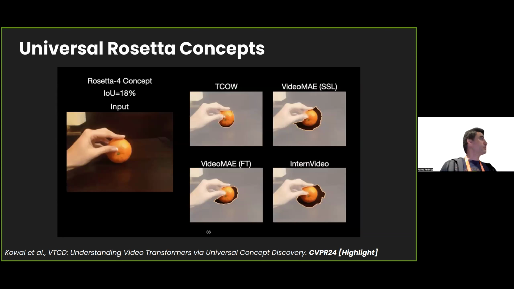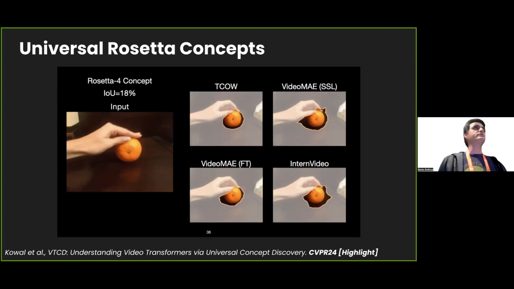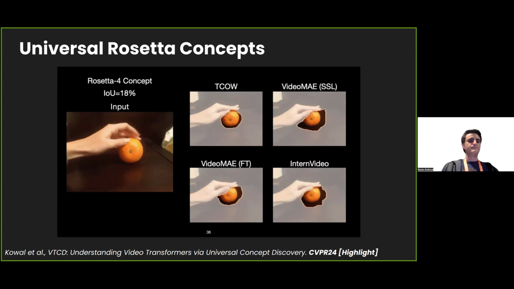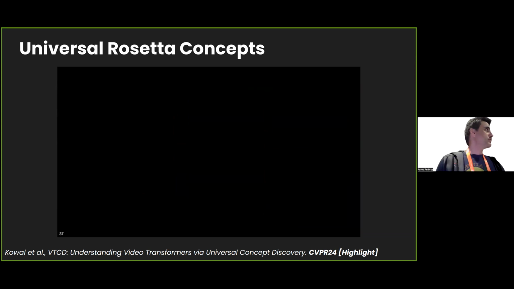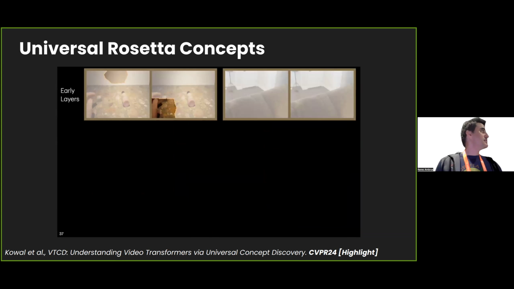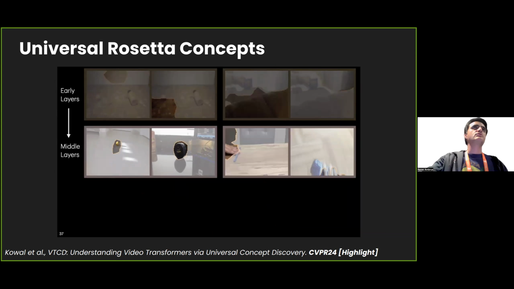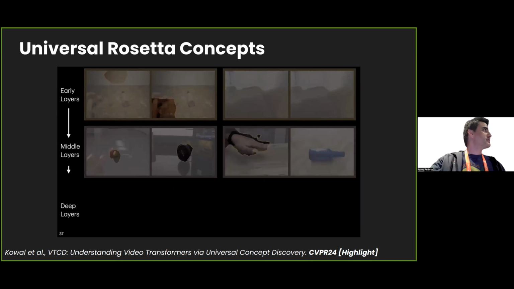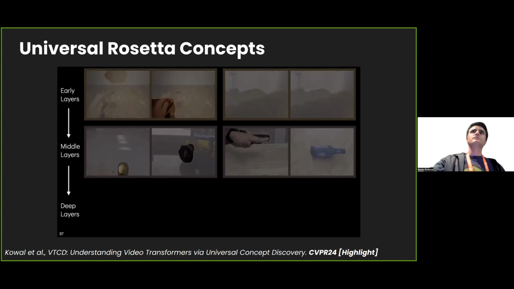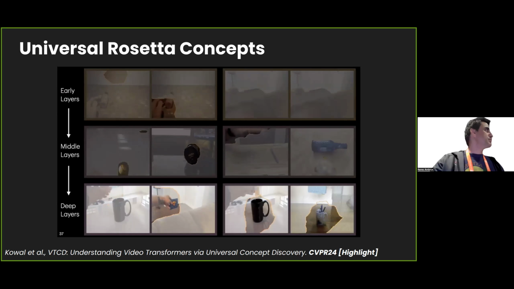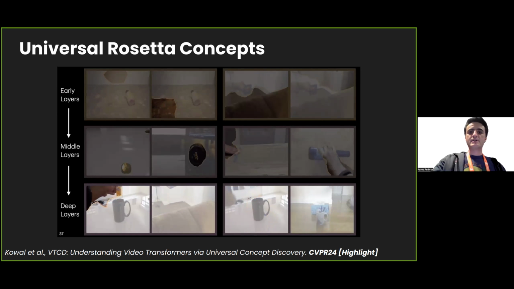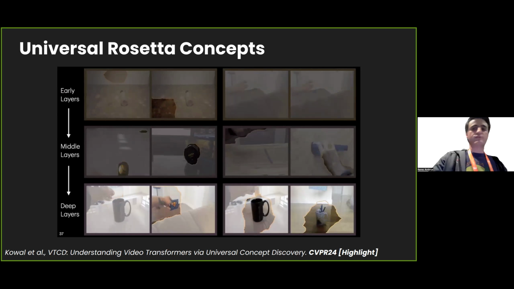So here is an example of a concept that captures rolling objects in all of these videos, so it's universal across. And we also found similarities in early layers across the models. So these spatially and temporally invariant position concepts. We found object-centric concepts in middle layers, so rolling objects, hands, and then in deeper layers, we found more complex spatio-temporal object-centric concepts that capture objects before or containers before dropping events.